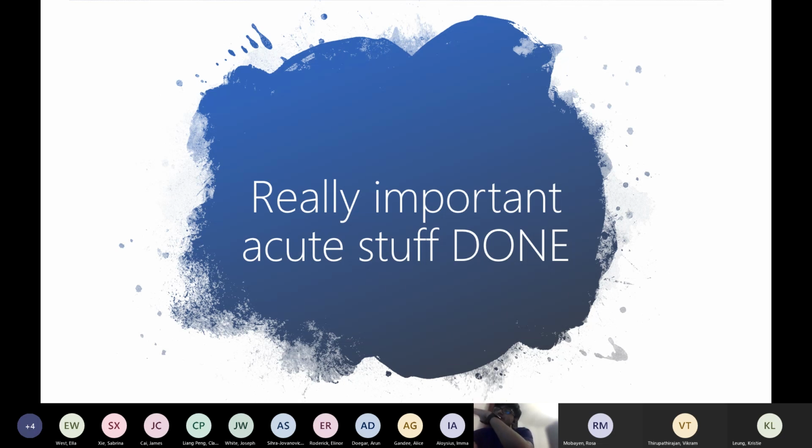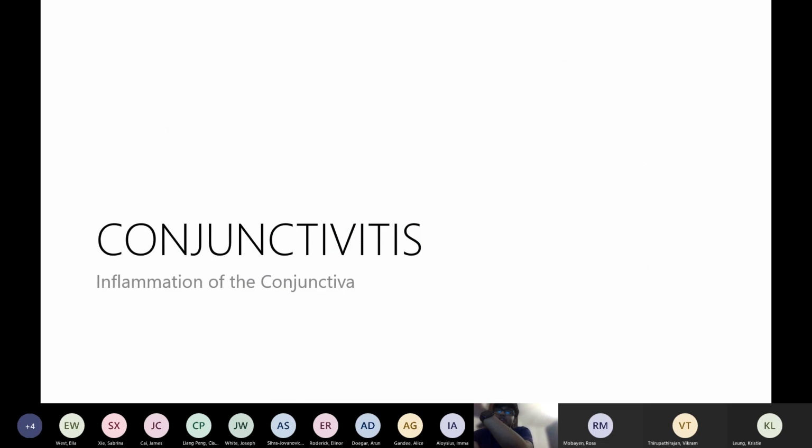So now we'll talk about the less urgent stuff that you will more likely see. So conjunctivitis, as we talked about, is inflammation, often due to infection, of the conjunctiva.